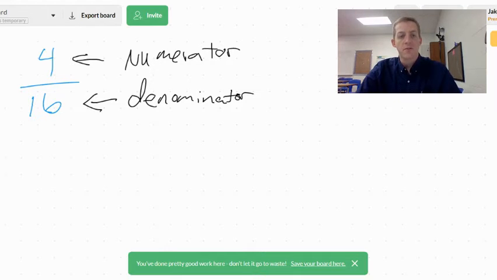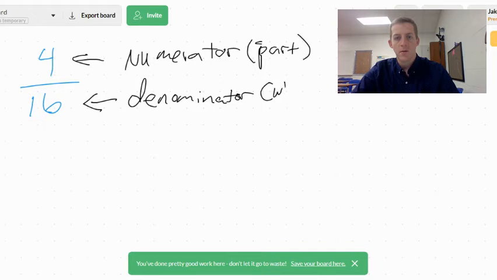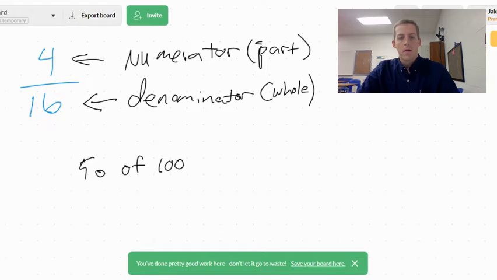You can also reduce this, of course, down to, I think it's 1/4. But that's essentially this board. This is also your part. This is called the whole down here. So if you see something that's maybe written like 50 of 100, then that is going to be the same thing as 50 over 100.